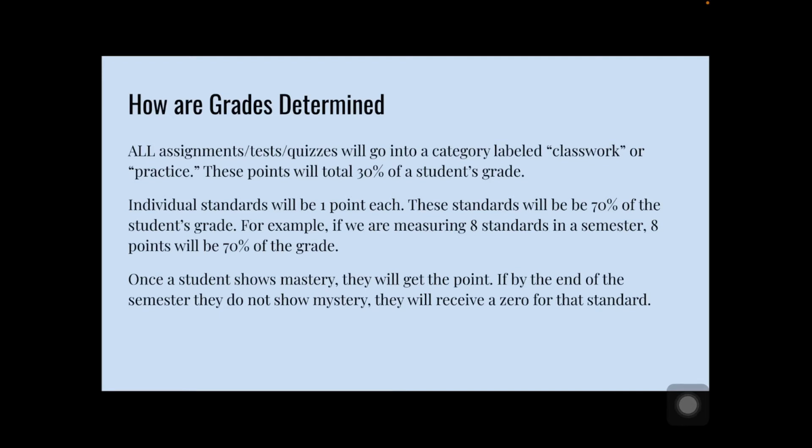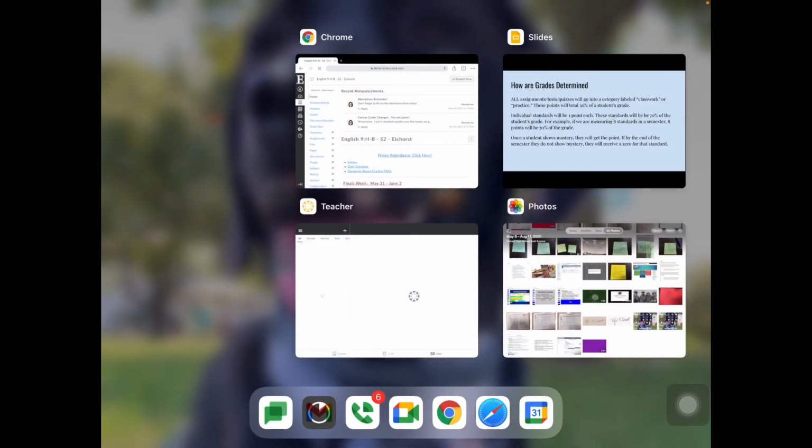So, how will your grade be calculated? All assignments, tests, quizzes, everything will go into a category labeled classwork or practice, and these points will be 30% of your child's grade. The standards that we're measuring are a little more complicated, but the standards grades will be 70% of the grade. I'm going to show you on a past Canvas course what this looks like, because it can be kind of confusing.